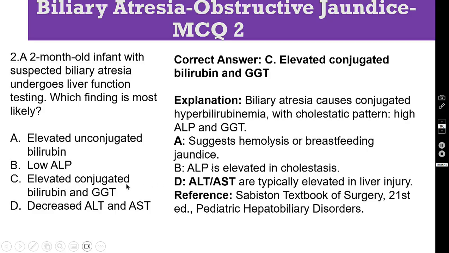C is elevated. This is the correct answer. D, decreased ALT and AST. No. ALT and AST will be slightly elevated in this obstructive jaundice. Reference: Sebastian Textbook of Surgery, 21st edition, Pediatric Hepatobiliary Disorders.